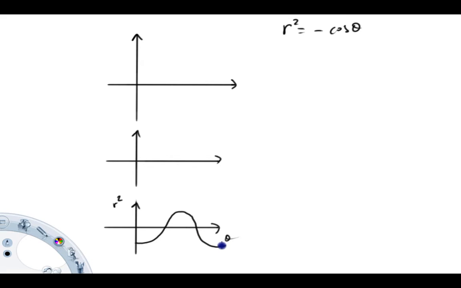Now, some important points here. That guy right there is pi over 2. So this is 0, this one right here is pi, 3 pi over 2, and that very last one right there, theta is 2 pi. Now, that's a graph of this animal right here.